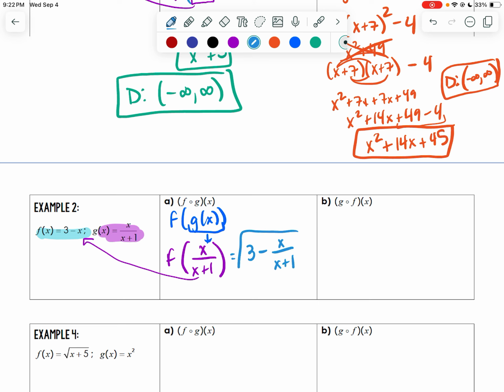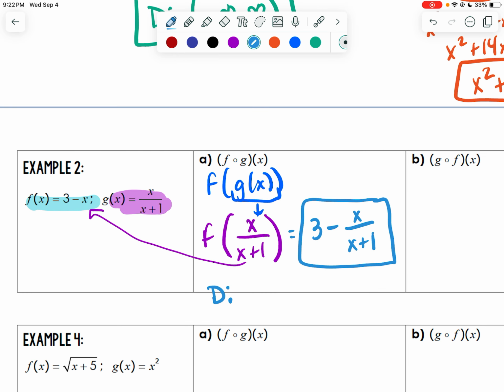Okay, that's my answer. I can't really do anything else with that. Now the second part is the domain. Okay, now this one does have an issue with it, right? It's that bottom part of the fraction. You can never divide by 0, so we're thinking, what makes the bottom 0? Well, that would be negative 1. So it's all real numbers except for negative 1.